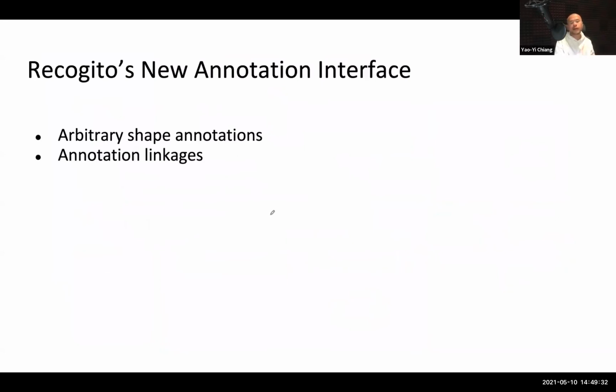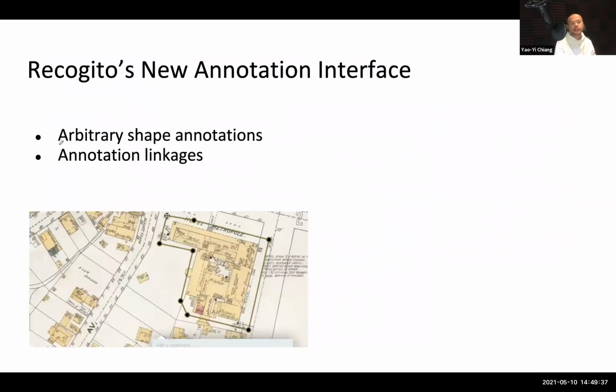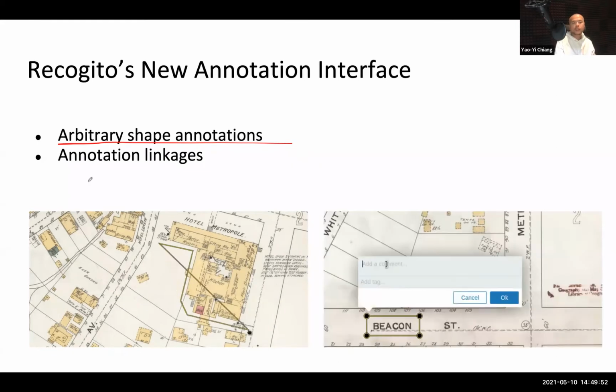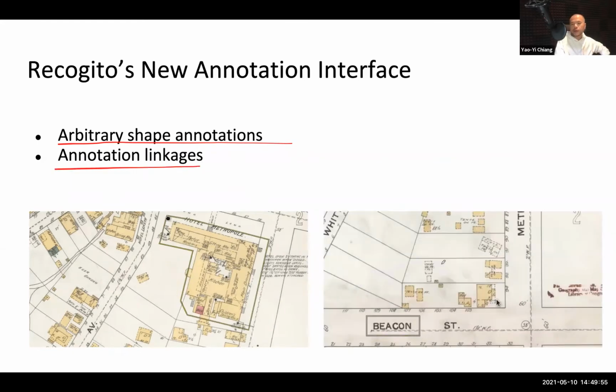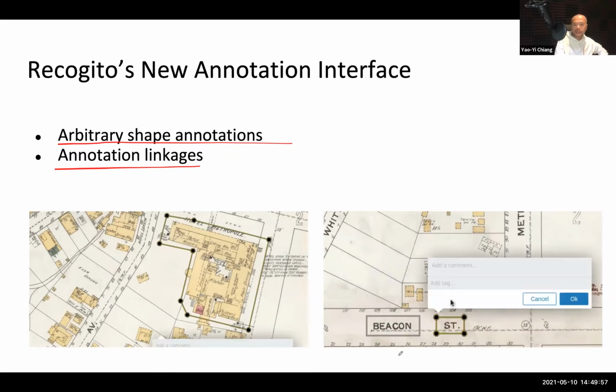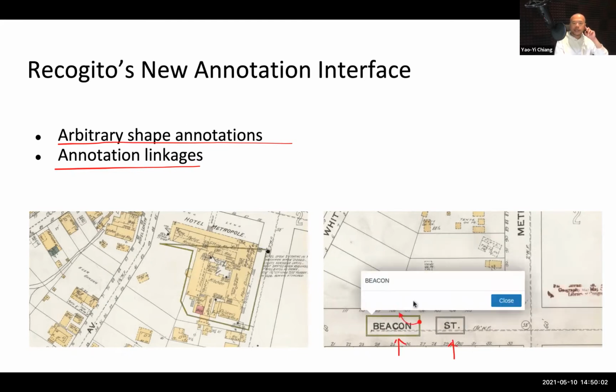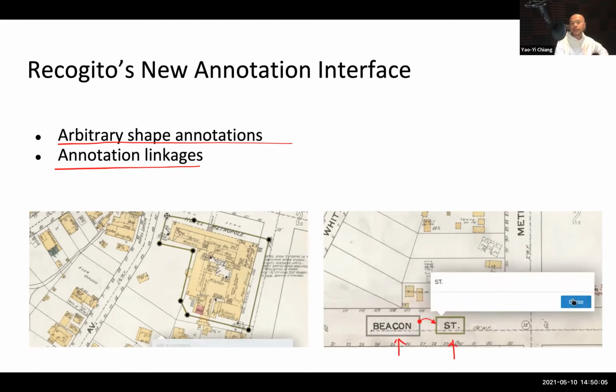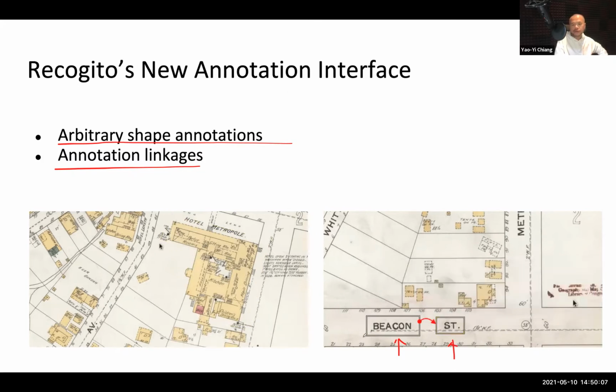First, we have some new annotation interfaces in Recogito. The first one is for arbitrary shape annotations. The user can select arbitrary shapes, polygons, and annotate an area, right? In this case, we want to annotate a building outline. The second one is to annotate linkages. On the right side, you see the user annotate Beacon, annotate Street, and the user can say, all right, Beacon and Street should be linked together. So this is a location phrase, Beacon Street.